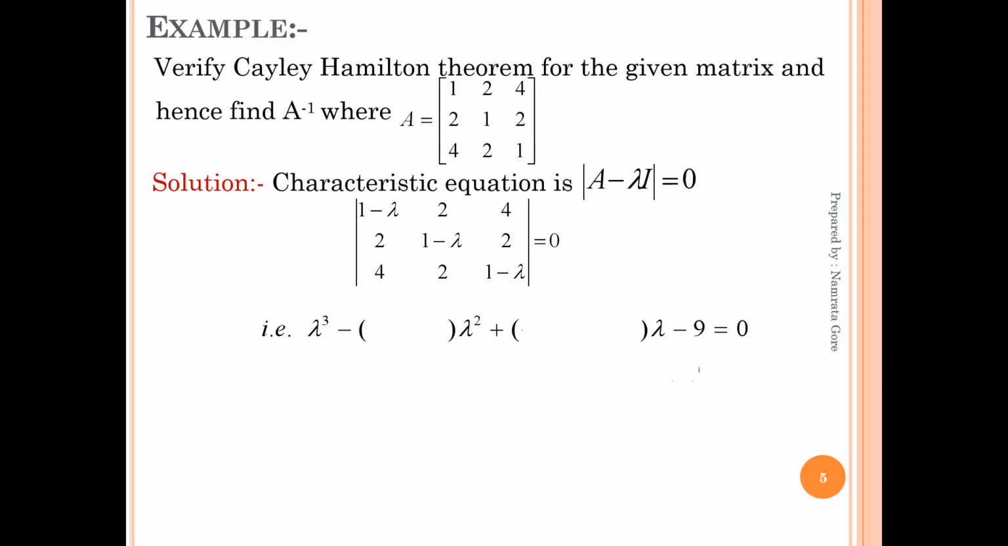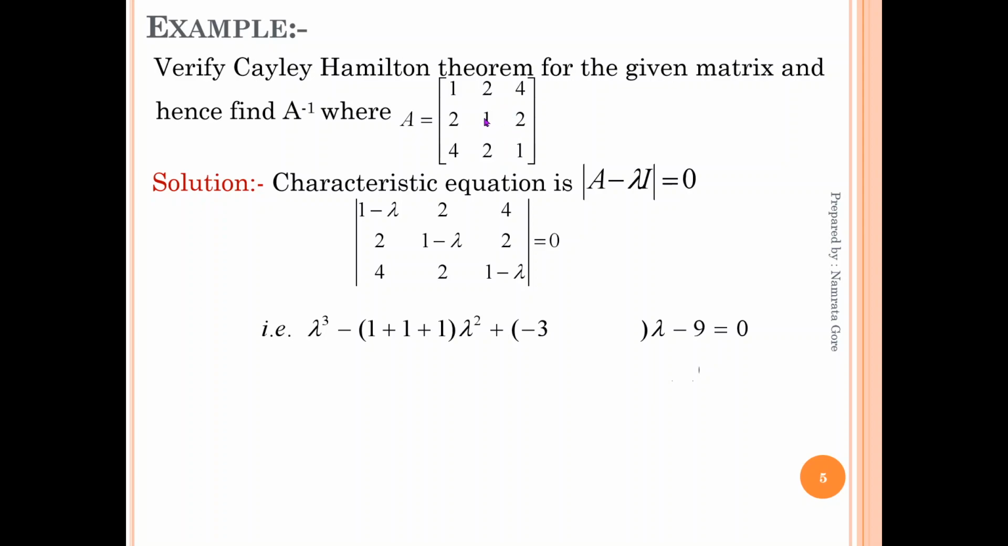Solving the characteristic equation by the method lambda cube minus sum of the diagonal elements. Here for A, the diagonal elements are 1 plus 1 plus 1. Then plus sum of the minors of the diagonal element. So for the diagonal element 1 over here, the minor is 1, 2, 2, 1. That is 1 minus 4, minus 3.